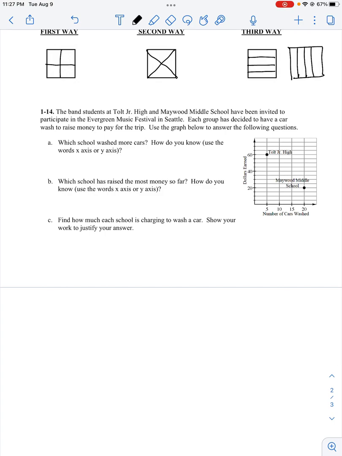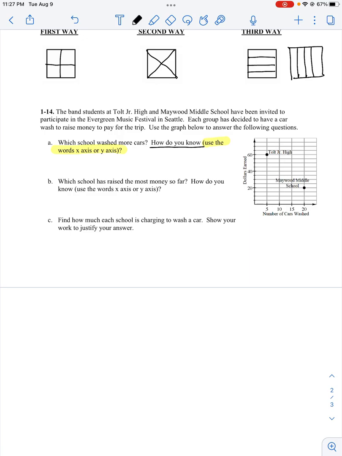Problem number 14. The band students at Tolt Junior High and Maywood Middle School have been invited to participate in the Evergreen Music Festival in Seattle. Each group has decided to have a car wash to raise money to pay for the trip. We need to use the graph below to answer the following questions. Part A, which school washed more cars? How do you know? Okay, specifically, I want you to use the words x-axis or y-axis.